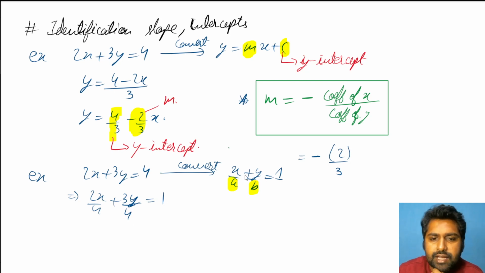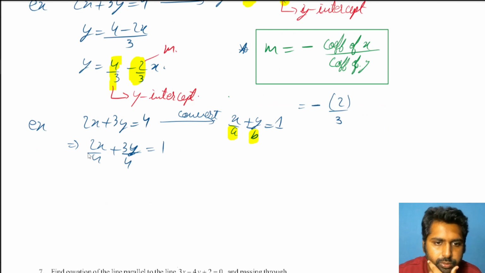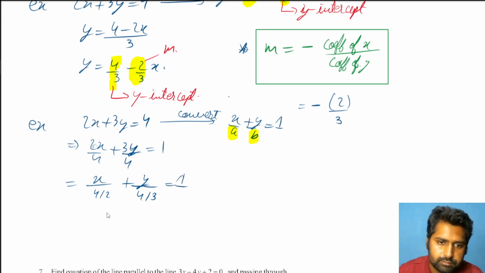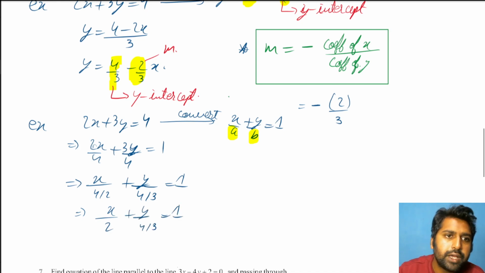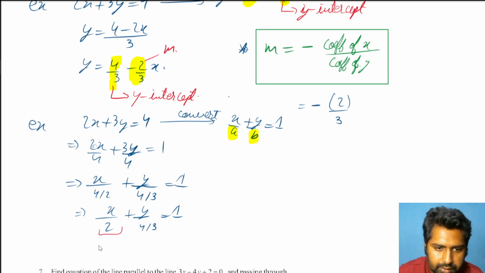The numerator should have only x. So what do we do with this 2? We'll put it in the denominator's denominator. Means x upon 4 by 2 plus y upon 4 by 3 is equal to 1. So basically, if we rearrange, x upon 2 plus y upon 4 by 3 equals 1. Now I know where it cuts the x-axis, so the x-intercept I know.